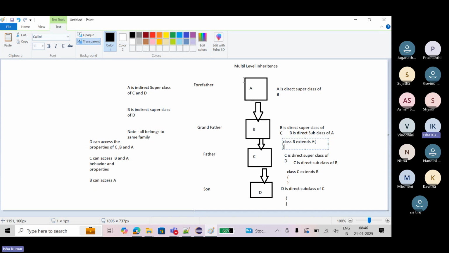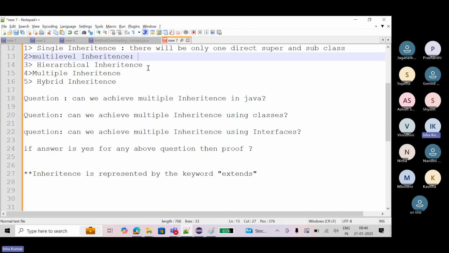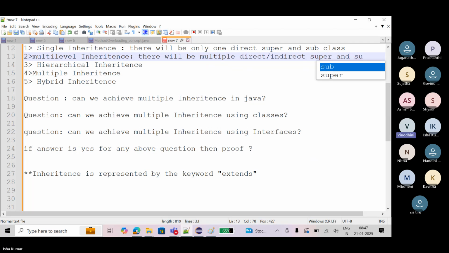It is like Java versions only. JDK 8 has the capability to access the properties and behavior of all older Java versions, because Java belongs to the same family, same way here. So in the note, what we can write for multi-level inheritance: there will be multiple direct and indirect super and subclasses. Understood?